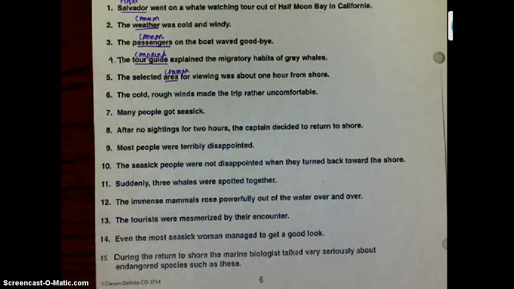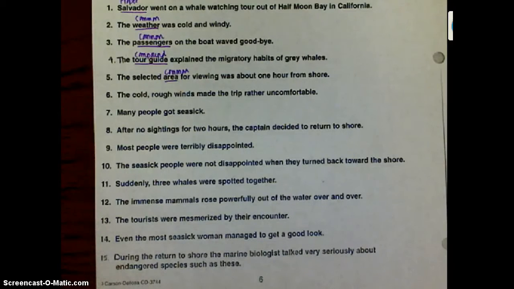Number 6 says, the cold, rough winds made the trip rather uncomfortable. Who or what did it? Number 7, many people got seasick. Who or what did it? Number 8, after no sightings for 2 hours, the captain decided to return to shore. Who or what did it? Number 9, most people were terribly disappointed. Who or what did it? Number 10, the seasick people were not disappointed when they turned back toward the shore. Who or what did it?